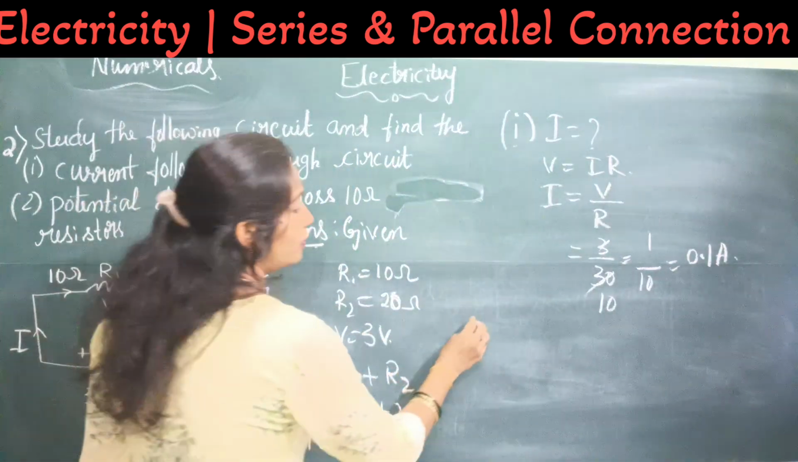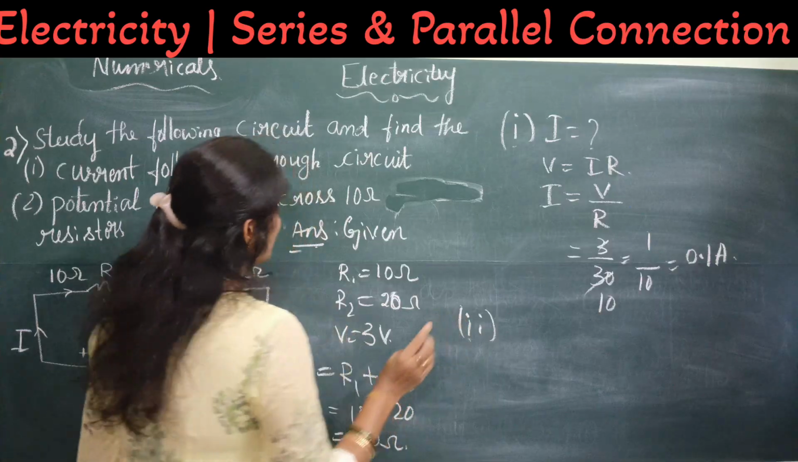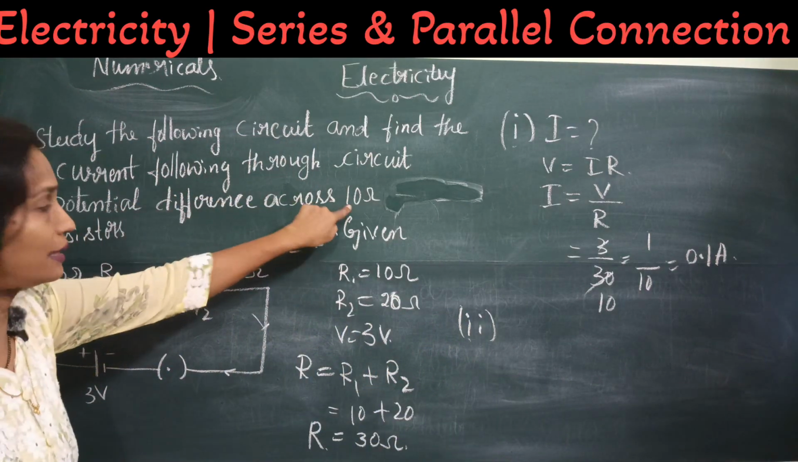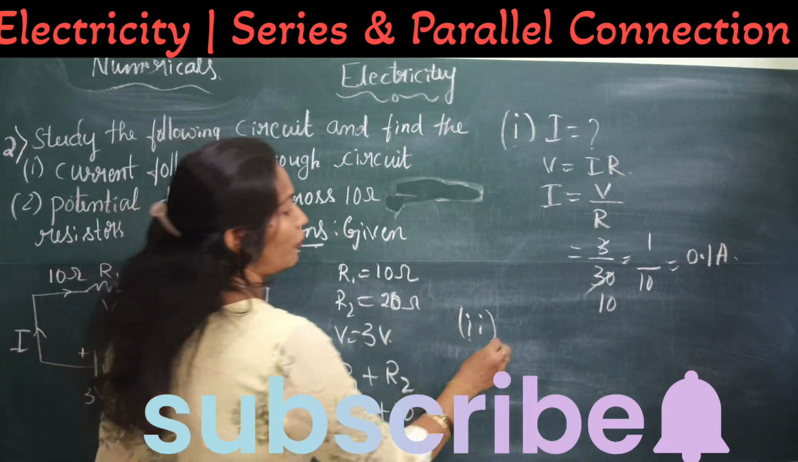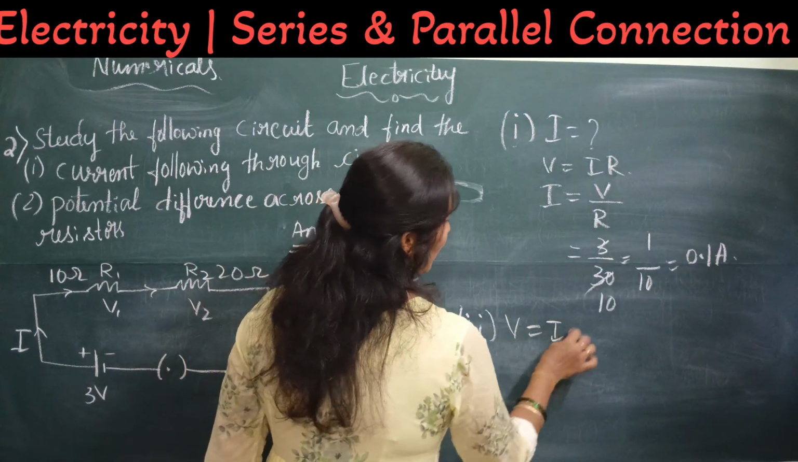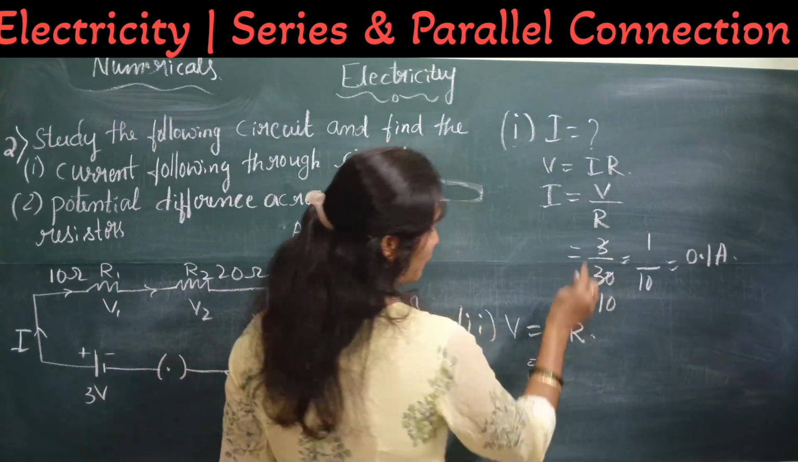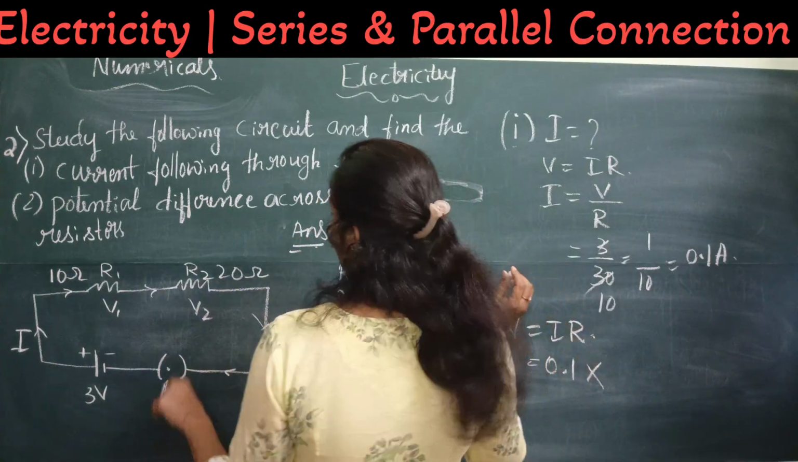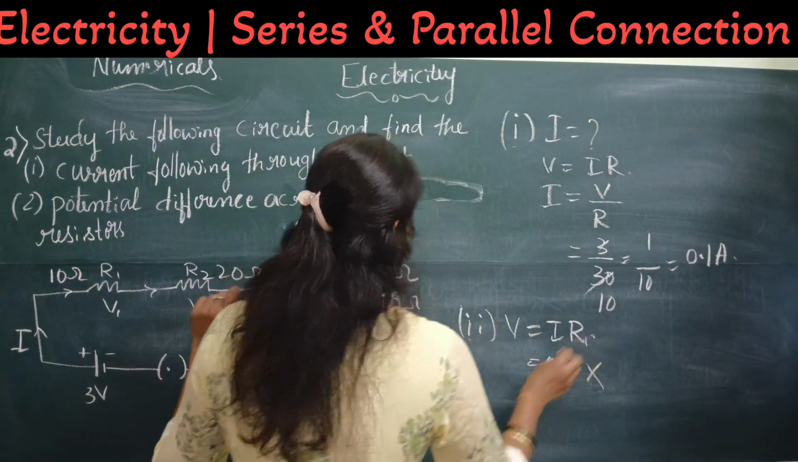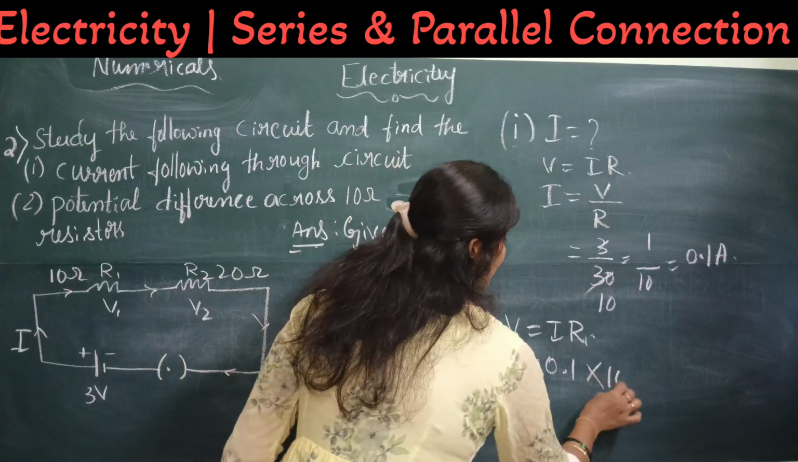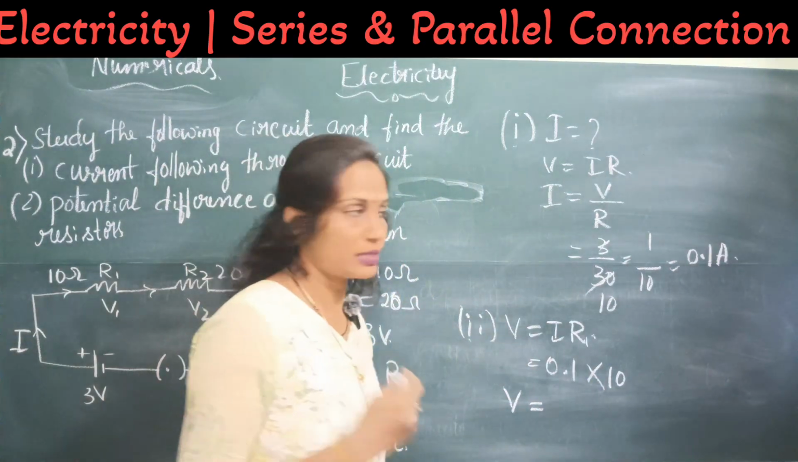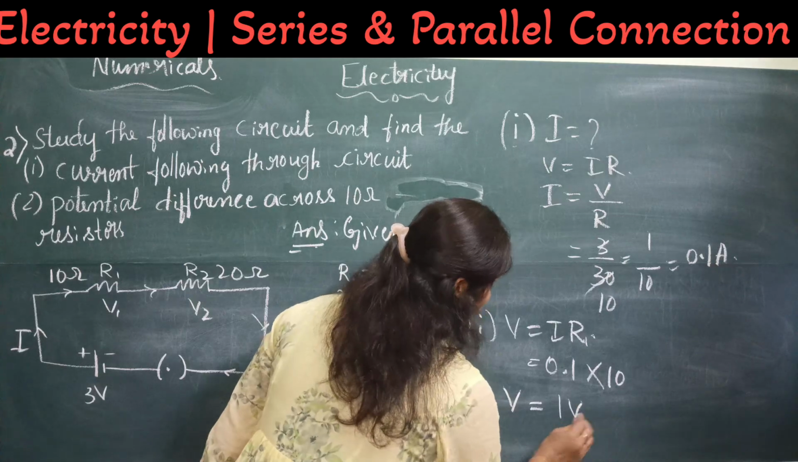Now we move on to the second part. So we need to calculate V1 for the resistance of 10 ohm. Okay. So what is the formula? V is equal to I into R. How much did we get for I? 0.1 into, for R1 that is 10. So how much did we get? 0.1 into 10, that is nothing but 1 volt.